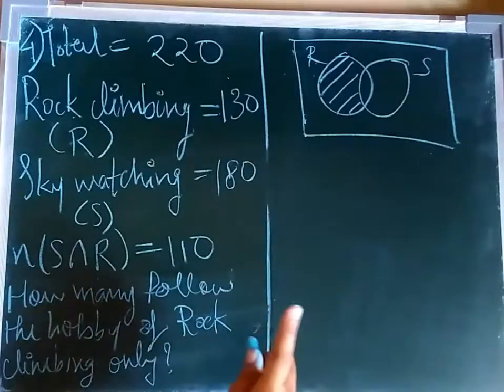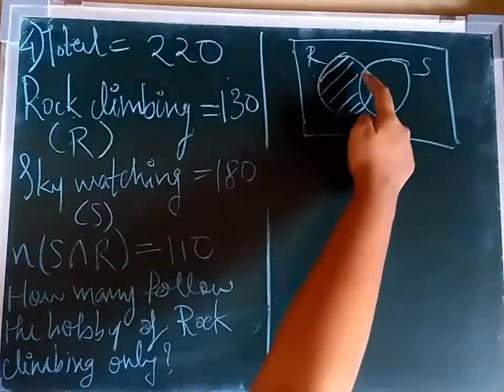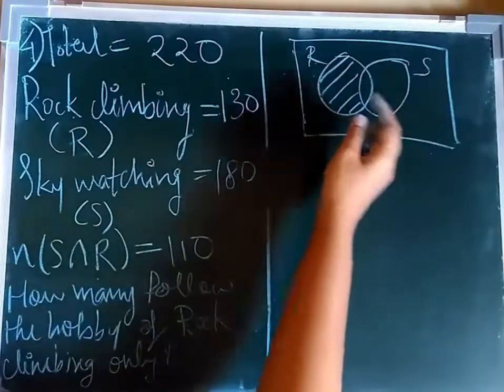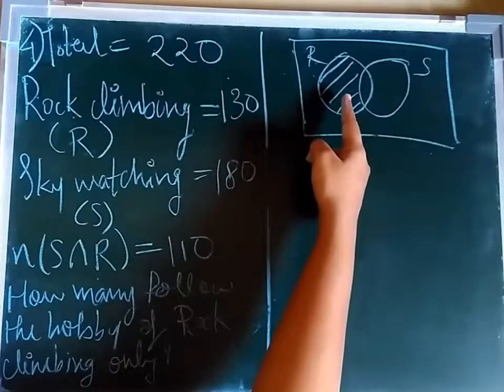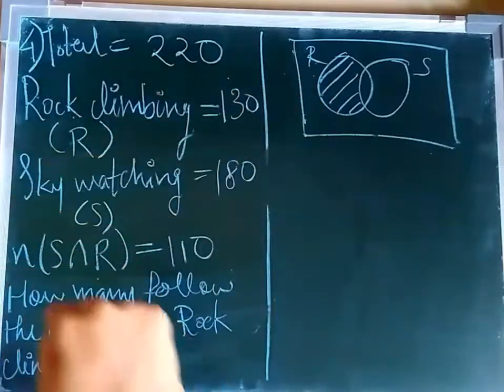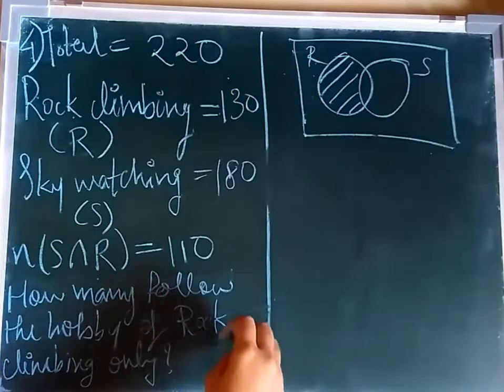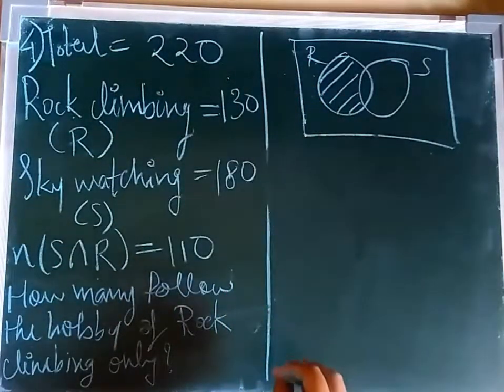This is not whole of R because we have to avoid the common part, or we have to avoid those students who have both the hobbies. We want just those students who have R as its hobby. R means rock climbing. So this shaded part. How we will get that shaded part?